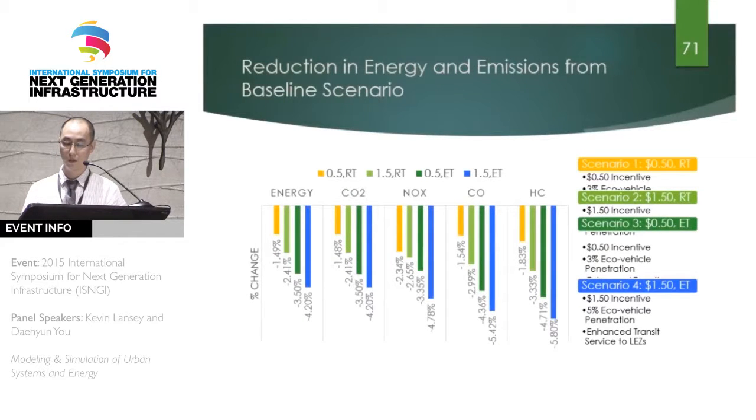These charts show percent reduction in energy and emissions from the baseline scenario for all the other scenarios. It informs us that we can expect at least 4% reduction in energy consumption and every different emission from policy that offers incentive for eco-travelers and enhanced transit service for all travelers to the low emission zone.